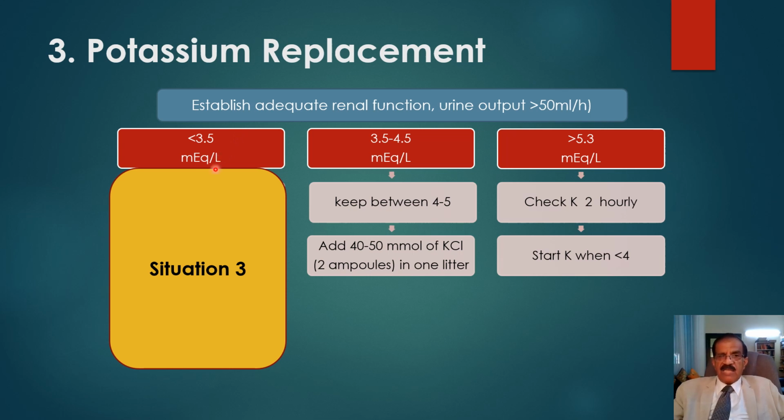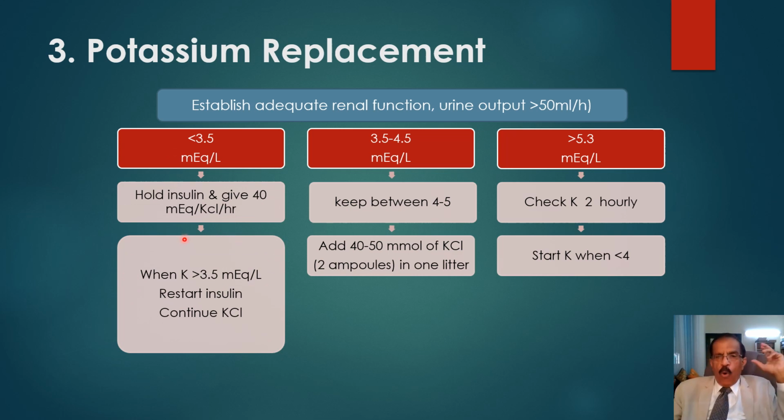Now in this case, if we give insulin, what do you think can happen? If you give insulin to somebody who has hypokalemia, what is the effect of insulin on potassium? It will push the potassium into the cells. So that would result in more severe hypokalemia. And this hypokalemia is much more dangerous than hyperglycemia. So in this patient, I think we should hold insulin.